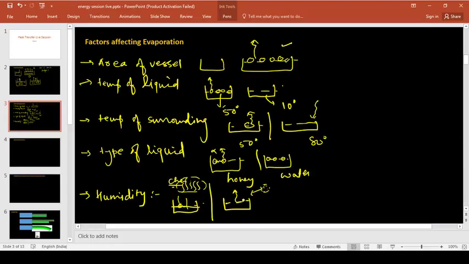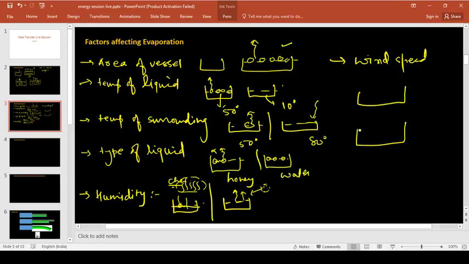And the last factor, students, we are going to discuss is the wind speed. So if we have two containers like this, and you have water molecules on the surface, all containers and liquids are identical. Over here the wind speed is less, and here the wind speed is very high.